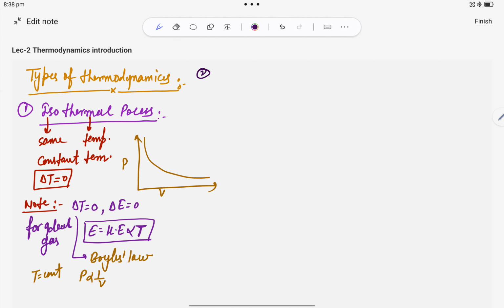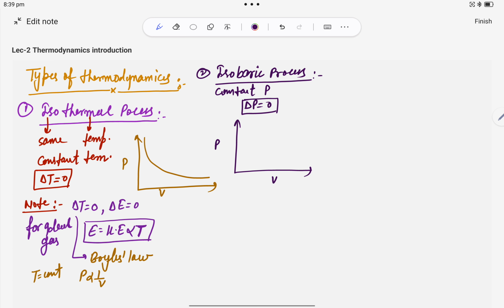Number 2, isobaric process. What is the isobaric process? Again, constant pressure. Constant pressure means change in pressure will be zero. You know, children, in 90% of cases all the chemical reactions are generally isobaric. Pressure is constant. So what is the graph if pressure is constant, children? See, pressure, volume. So what will be the graph? Pressure constant, this will be the graph.